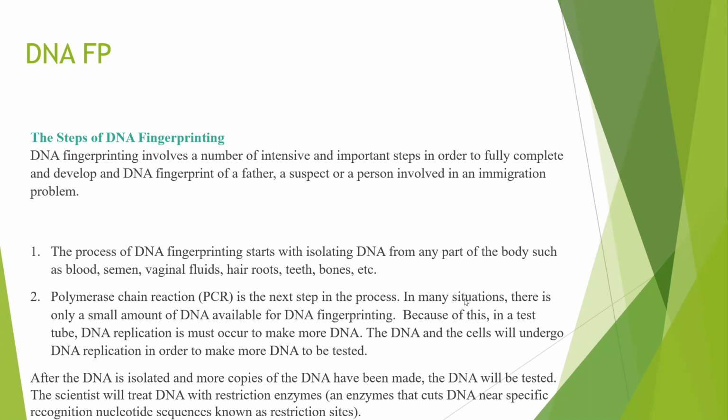Next, there is only a small amount of DNA available for DNA fingerprinting. Because of this, in a test tube, DNA replication must occur to make more DNA. The DNA in these cells will undergo DNA replication in order to make more DNA to be tested. Once DNA is isolated and more copies have been made, the DNA will be tested.